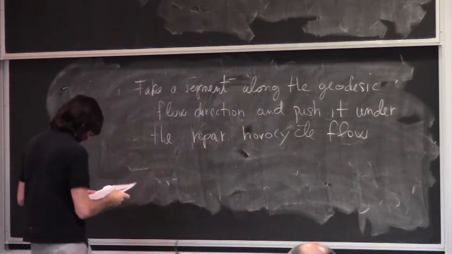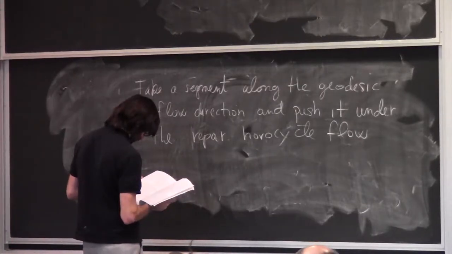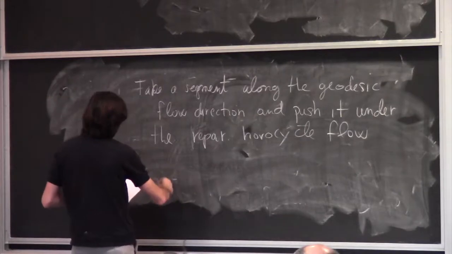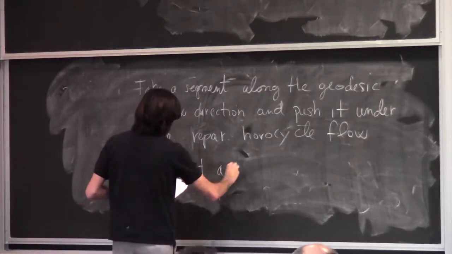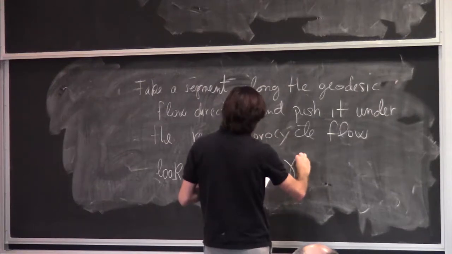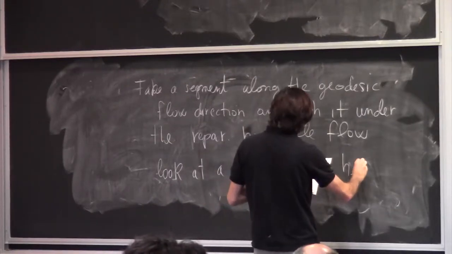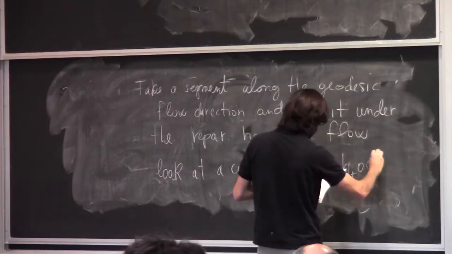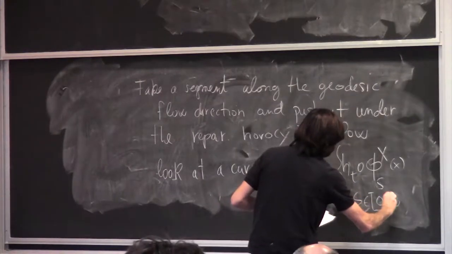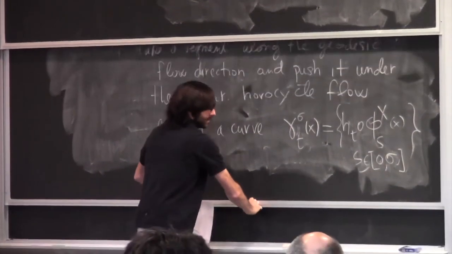So this means the following. Let me just use some notation. Essentially you are looking at the curve of the form gamma sigma t x, which would be something like h t composed with phi x s at x, where s varies in the interval 0 to sigma.